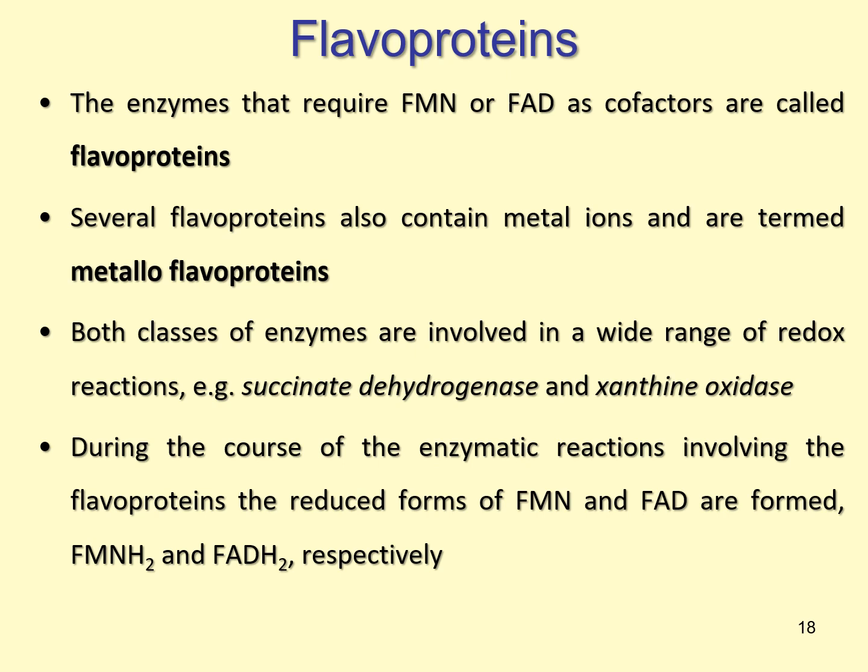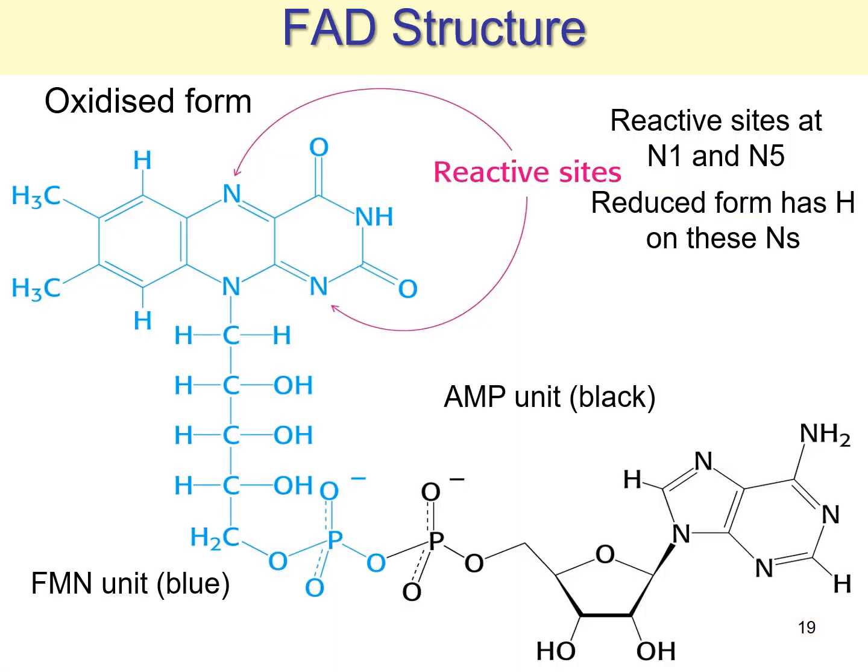During the course of the enzymatic reaction involving the flavoproteins, the reduced forms of FMN and FAD are formed, FMNH2 and FADH2 respectively. This is the enzymatic reaction of flavoprotein to produce this coenzyme. In FAD, the reactive site is the nitrogen, because there is a lone pair on nitrogen, but the carbon having the oxygen, the carbonyl carbon, is highly electrophilic because the electronegativity of oxygen is greater than that of nitrogen.